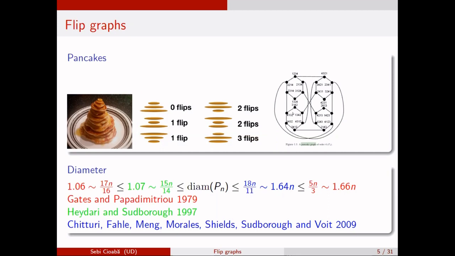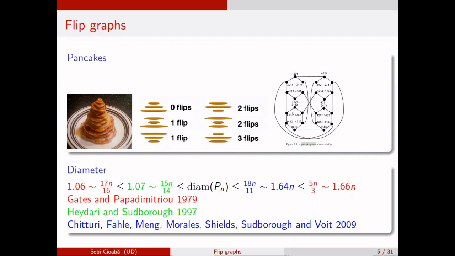Now you can represent the pancakes as permutations, and basically every flip corresponds to a prefix reversal. And so there's been a lot of interest in the diameter of this graph. I give you a picture there on the right of the graph when n equals 4.